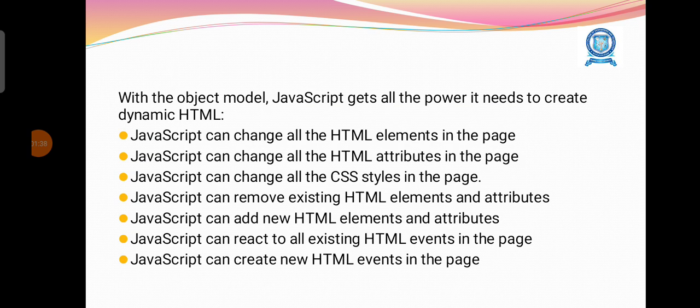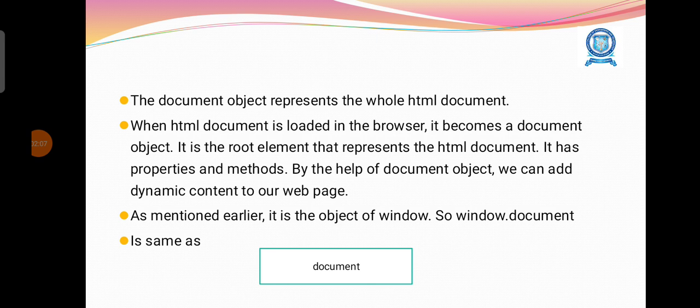With the object model, JavaScript gets all the power it needs to create dynamic HTML. It can change all the HTML elements in a page. It can change all the HTML attributes in a page. It can change all the CSS styles in the page. It can remove the existing HTML elements and attributes. It can add new HTML elements and attributes. It can react to all the existing HTML events in the page, and it can create new HTML events in the page. The document object represents the whole HTML document.